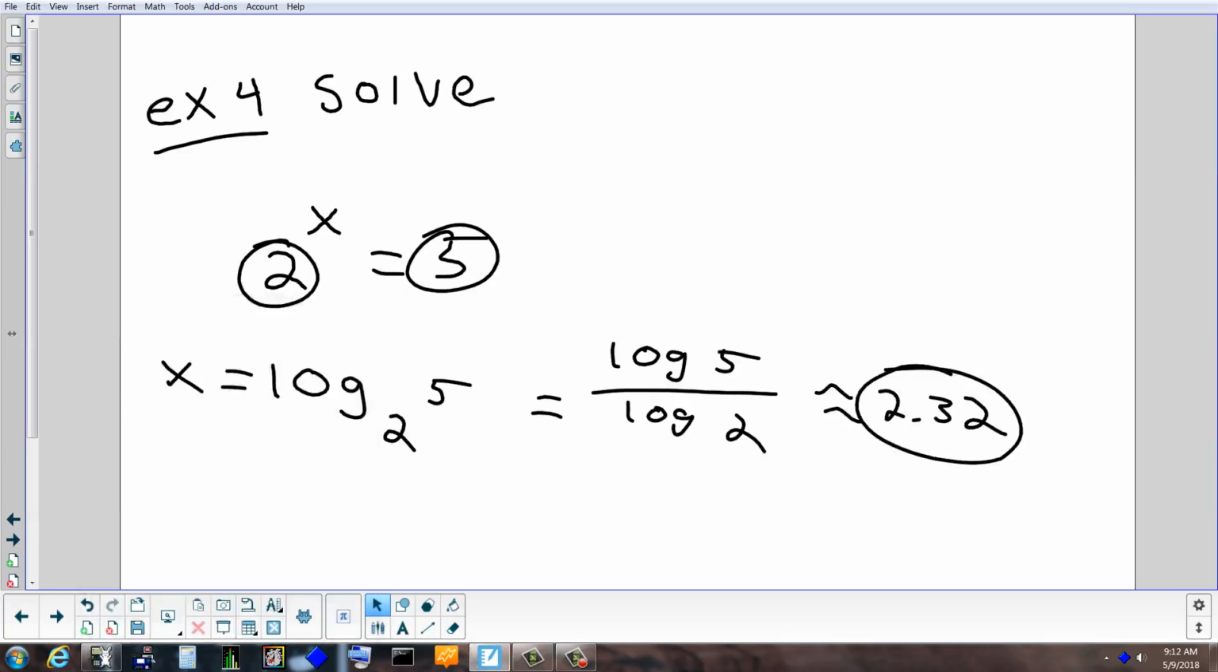Any questions on that? Yep. How can we divide it? Because that's the change of base formula. That's how you have to rewrite this so you can type it in on a calculator.